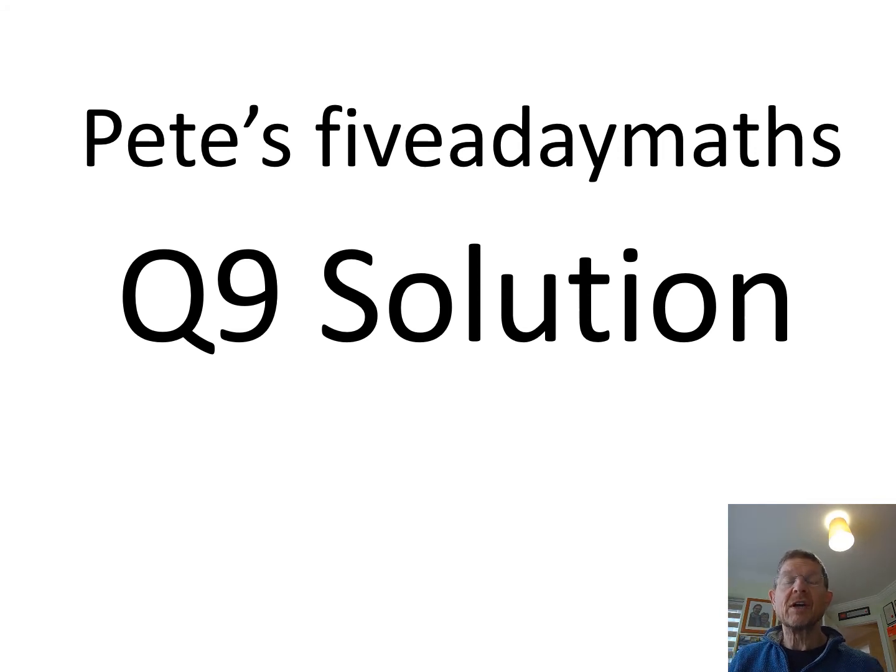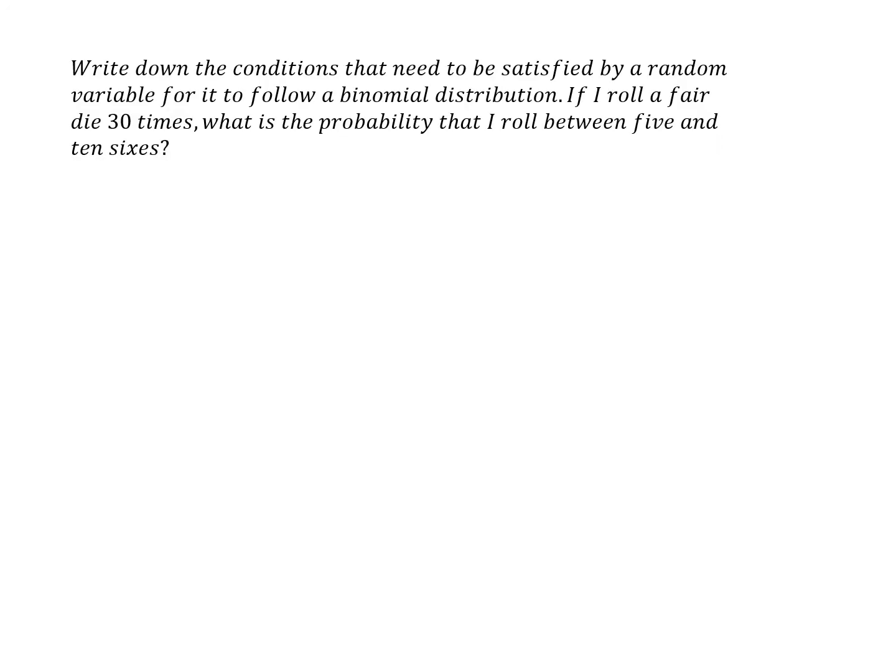Okay, so question 9 is all about the binomial probability distribution, and we've got some dice to play with. The first part of this question asks us to write down the conditions that need to be satisfied. Do you know how many conditions there are? Well, the answer to that is that there are 4 of them.